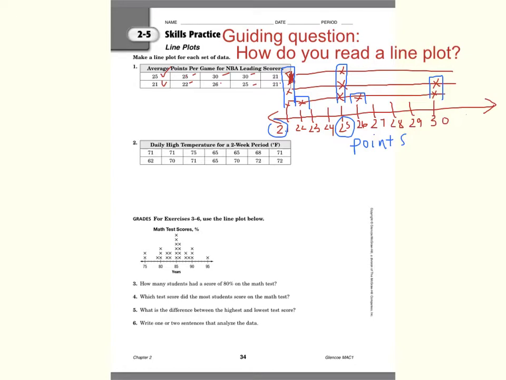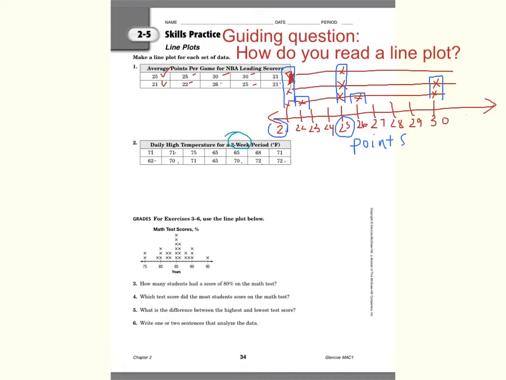All right, let's do number 2. This is the daily high temperature for a 2-week period. So we have how many temperatures here? 1, 2, 3, 4, 5, 6, 7, 8, 9, 10, 11, 12, 13, 14. Well, that would make sense because this is a 2-week period.